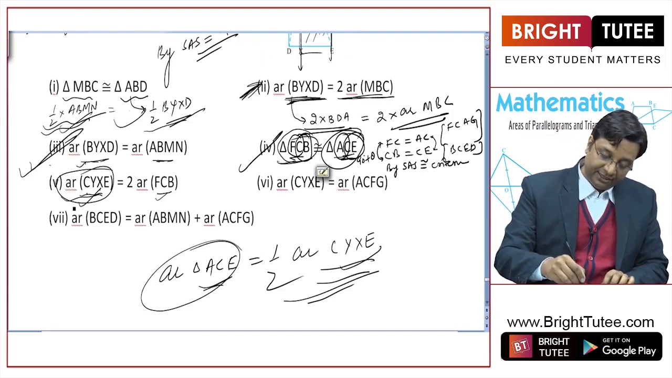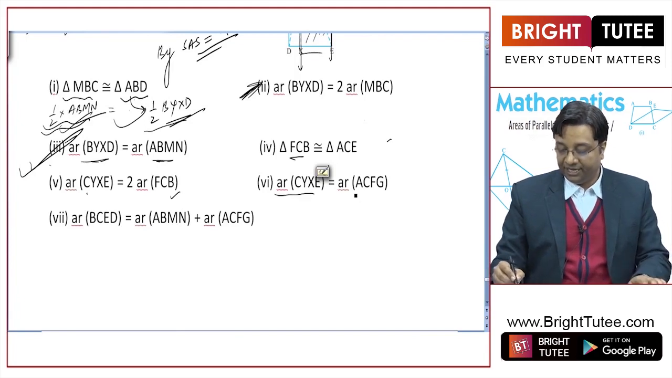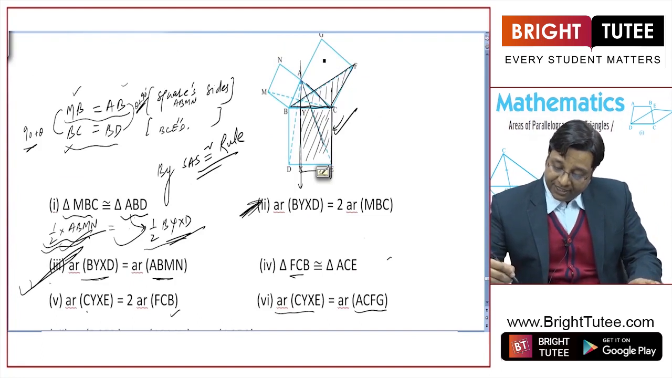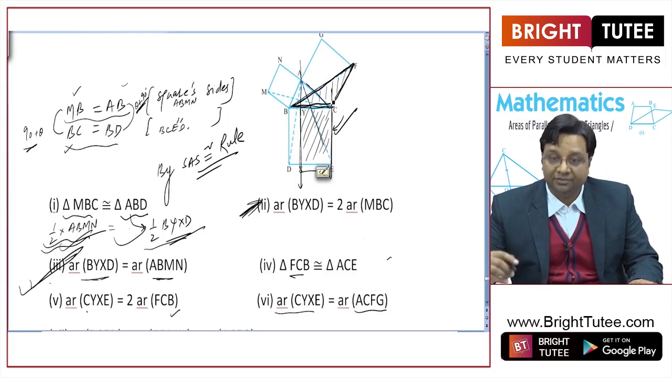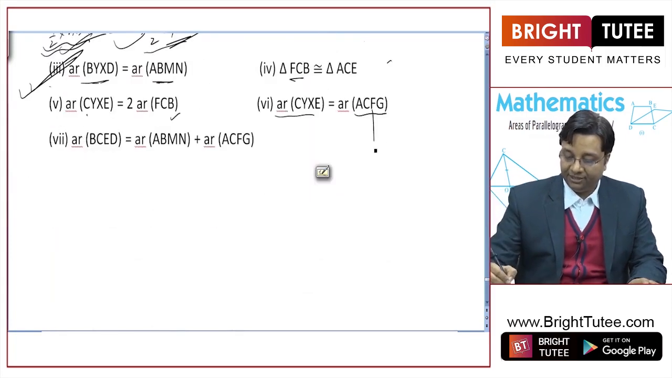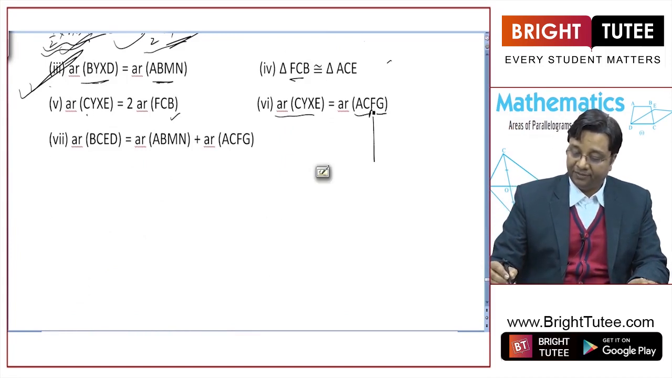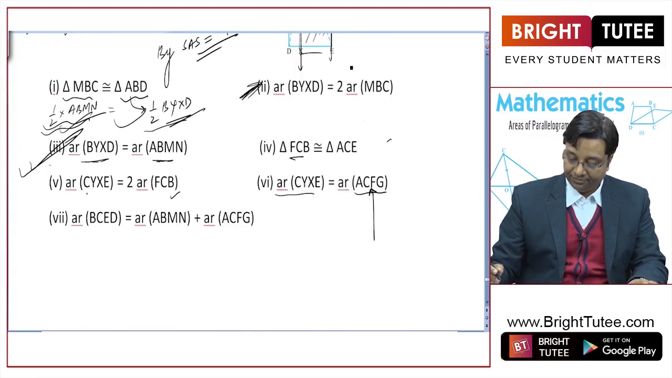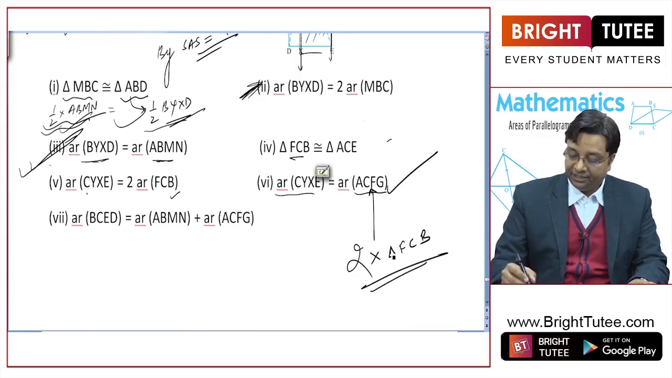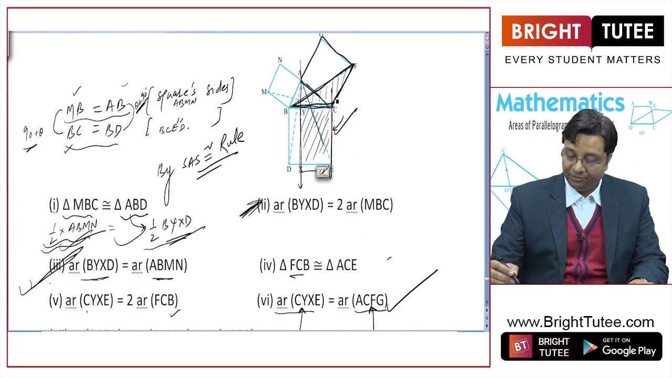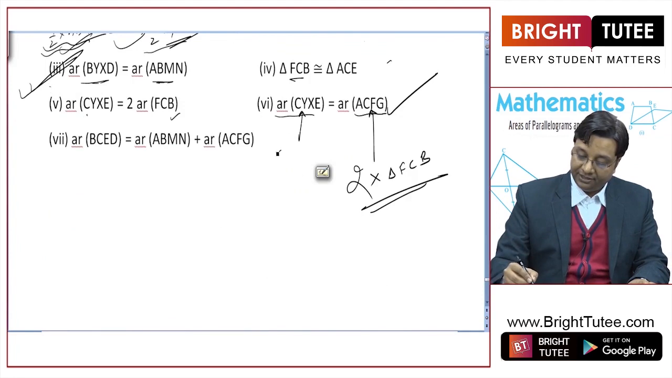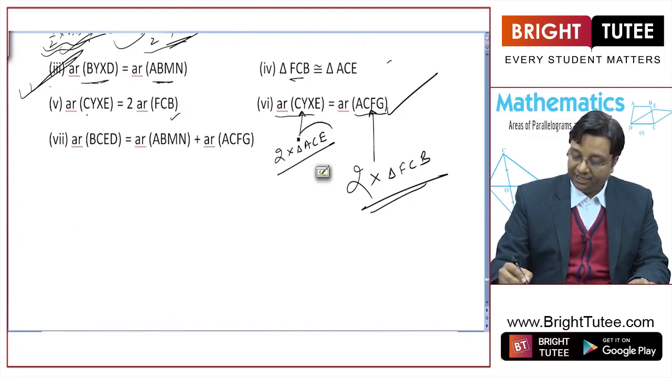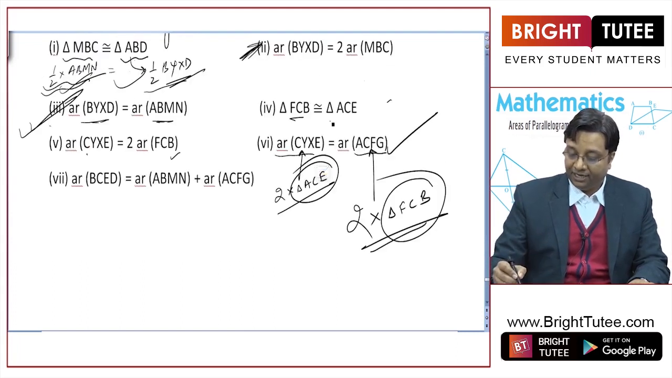So let us move to the next part, that is the sixth part. Now this part is done. So let us look at this part, CYXE and ACFG. Now you can easily compare these areas because this triangle CFB has got half the area of CFGA, that is this square. So this square has got double the area of triangle CBF or FCB, right? And this CYXE we have already proved has got double the area of ACE. Now ACE and FCB we have already proved are congruent, so equal areas, so their doubles will also be equal, hence this relation is also true.